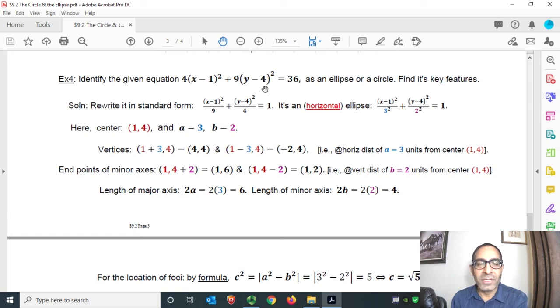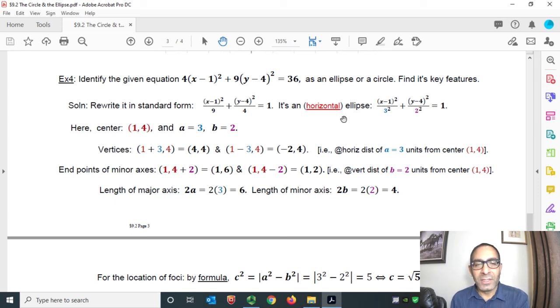Rewrite the given equation in standard form. So let's make the right hand side 1. Divide both sides by 36. Then we have (x minus 1) squared over 9 plus (y minus 4) squared over 4 equals 1. By the way, we divided both sides by 36: 4 cancels 36 nine times, 9 cancels 36 four times, and 36 cancels 36 one time.